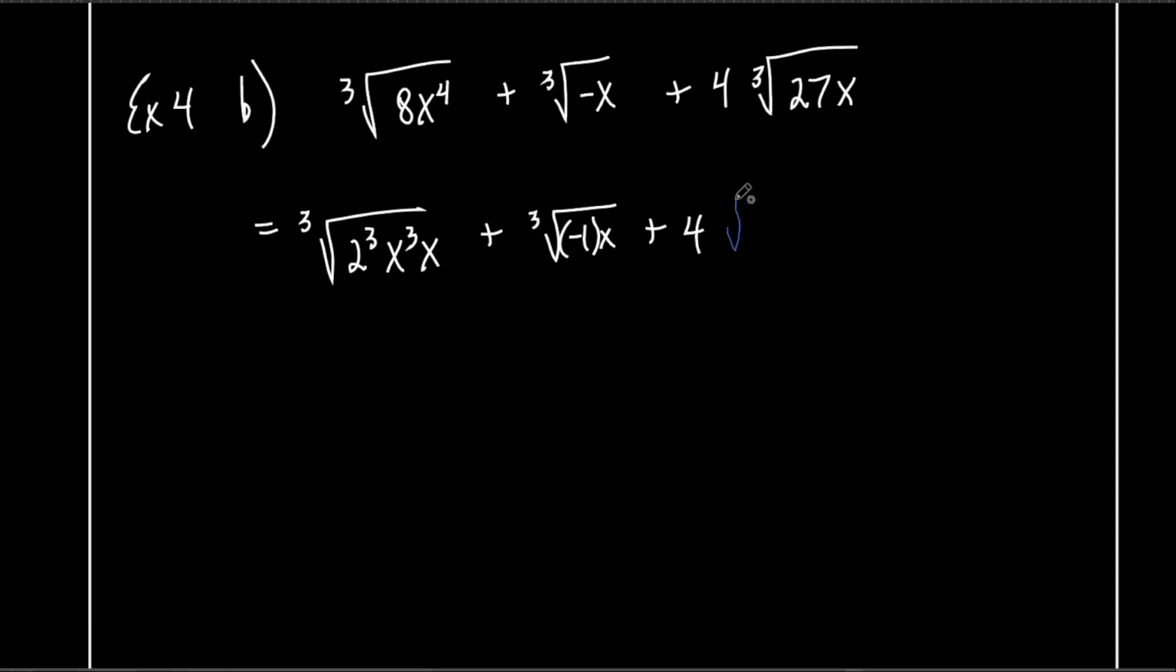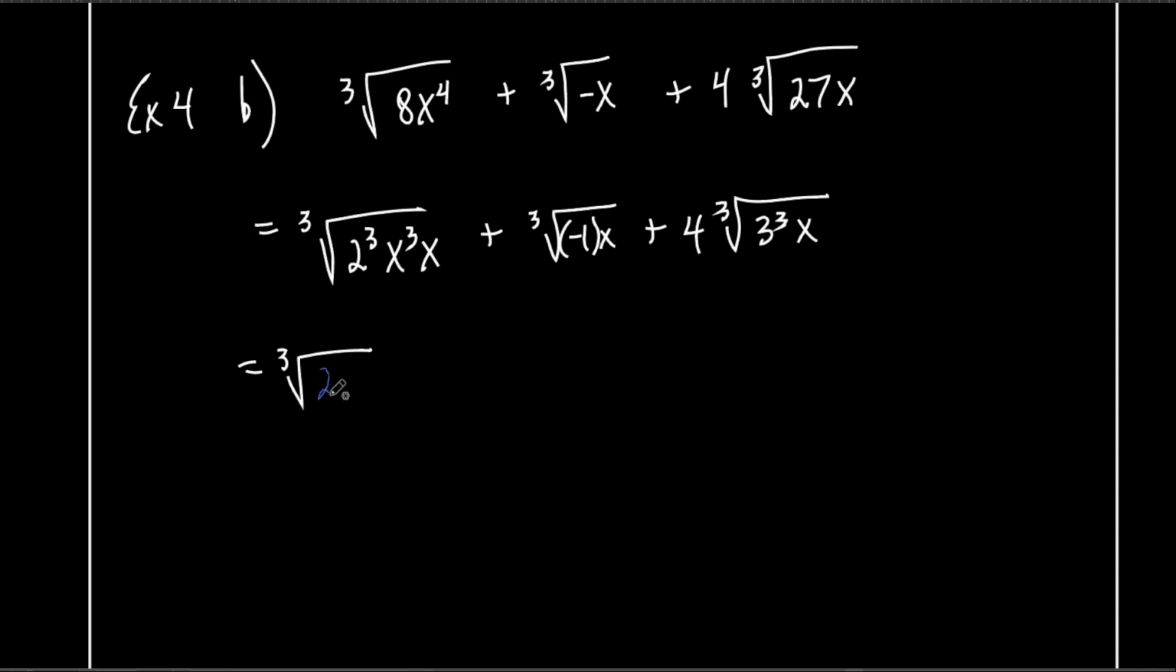4 times the cube root of 27. 27 I can write as 3 cubed. And then you just put an x right there. So let's see what happens. Well, let's break them down. Oh, I only got 2 minutes left. Let's see if I can do this quick.